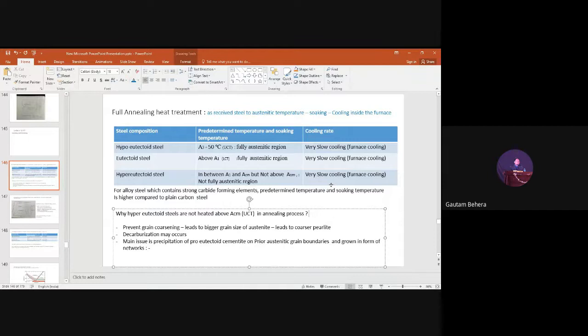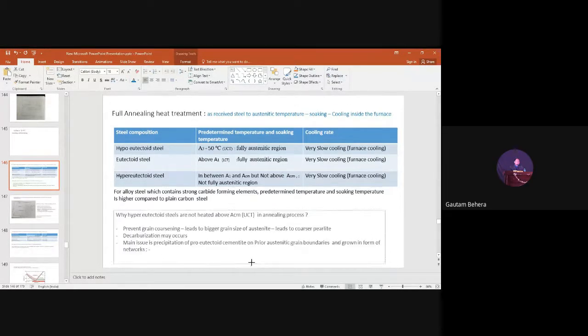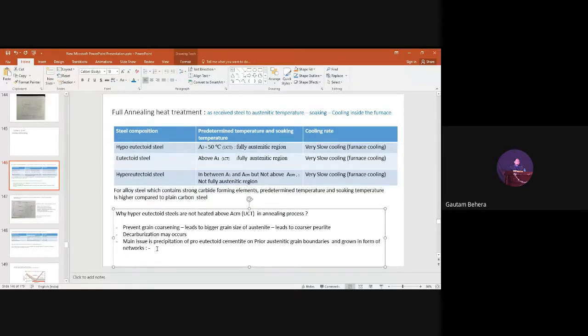Can anybody remember what happens if we have a network of cementite in a structure? What is the main issue? It will get brittle. It is a brittle phase. Then what will happen? Cementite is obviously a brittle phase, but what will happen if there is a network of cementite? The dislocations may easily travel. What are you saying? The crack may propagate along the grain boundary.